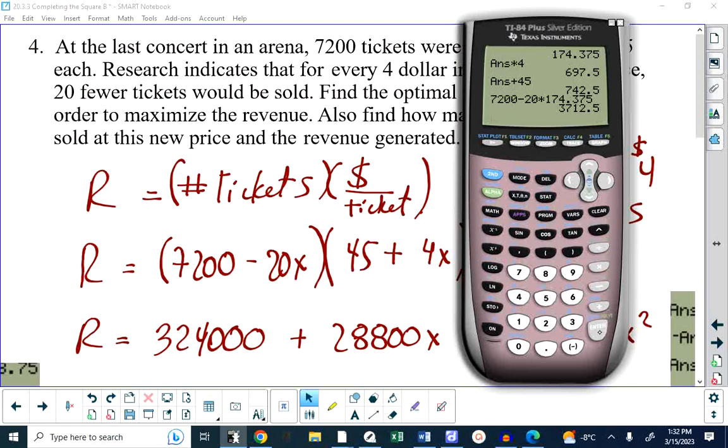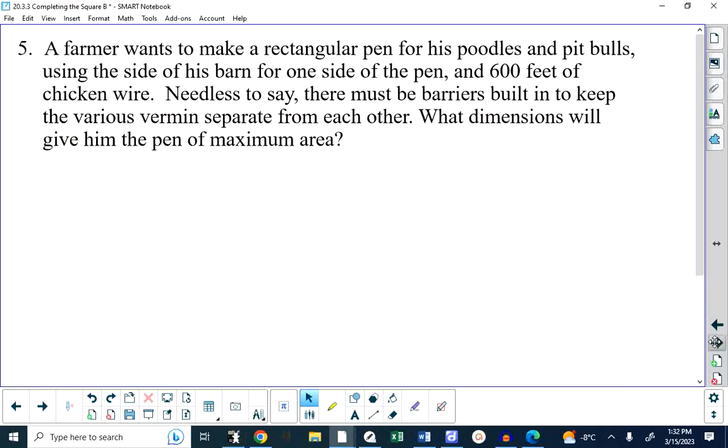They would only sell out about half the seats, about 3,712. You know, we're going to either say 3,712 or 3,713. You can't have half of a seat, or half of a person watching the concert. Okay. All right, let's move on. Let's do one more question.